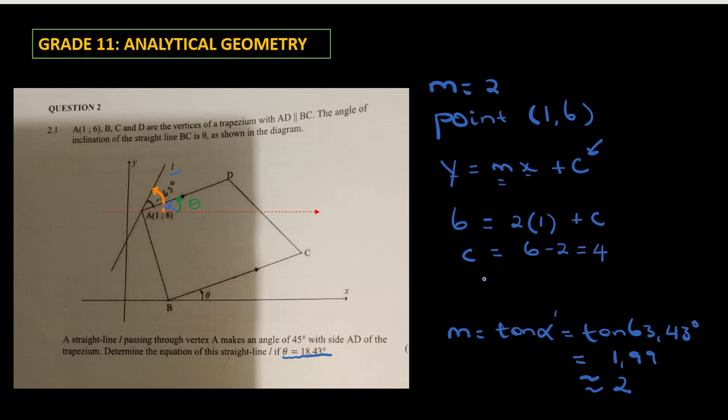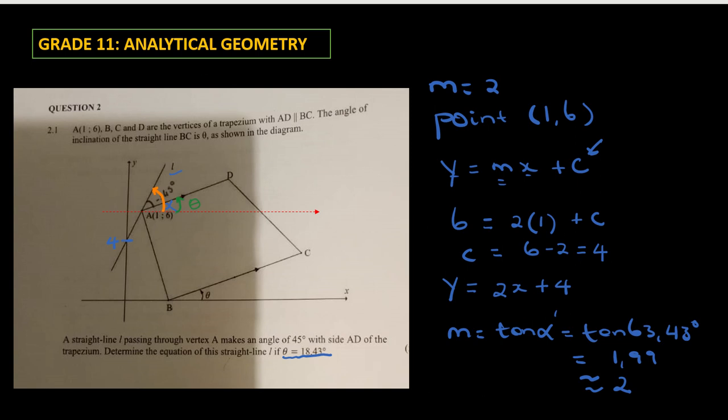So that means that the point here is 4, the point where our line intersects the y-axis. So we've now determined our c, and we see that the equation of the straight line will be y equals 2x plus 4.